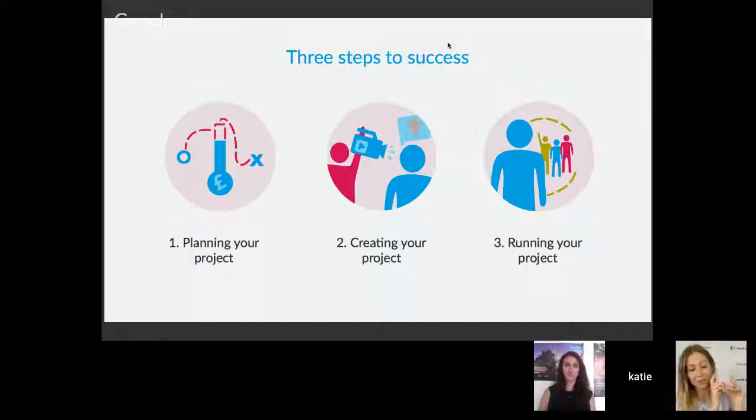So if you missed part 1, that's when we were talking more about creating a team and making a plan, as well as finding your crowd. And in the next session, we're going to be talking more specifically around running your project. So that's getting the word out there and actually getting some pledges onto your project page.